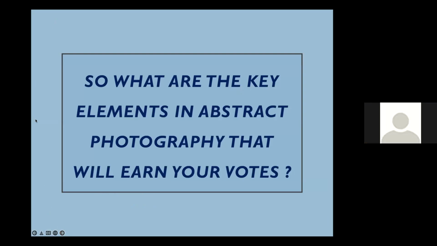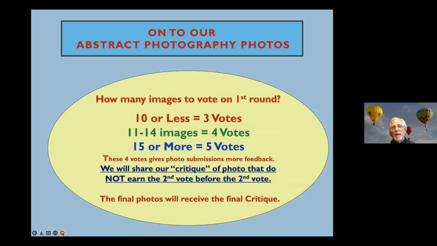Okay. So what are the key elements in abstract photography that will earn your votes? Think about it, because now we're about ready to jump into a dozen photographs that are really quite different. Here's what we got. We have 12 of them. So everybody gets 4 votes. We have 2 rounds. We have one where you get 4 votes. And then we go to pick out the final vote where you only have 1 vote.